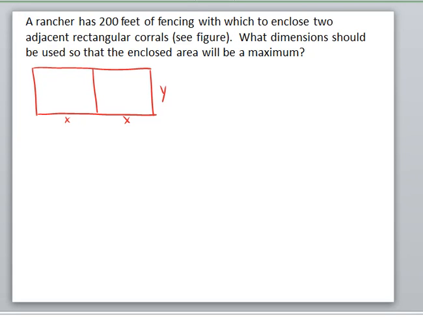The next problem says a rancher has 200 feet of fencing with which to enclose 2 adjacent rectangular corrals. You can see the picture that was given. What dimension should be used so that the enclosed area will be a maximum?